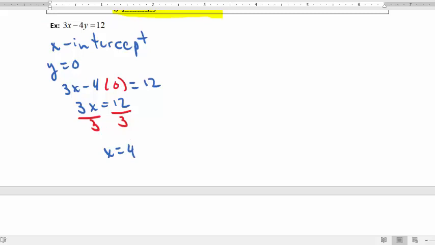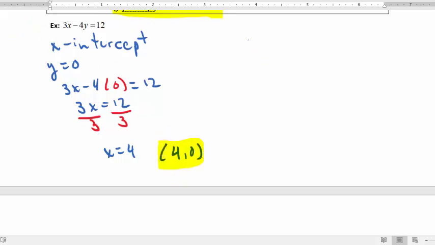And again, remember, this is a point. This is the most important thing to understand here. Intercepts are points. They're not just x values. So this x-intercept is the point 4, 0. Right? It's a coordinate, an ordered pair, a point, 4, 0.